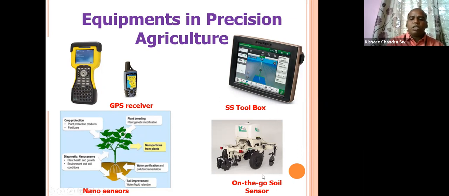And we have these on-the-go soil sensors. Generally in agriculture we go for soil testing, which takes a lot of time for analysis. But using these types of systems, when we are moving within the field, we can measure the soil parameters.